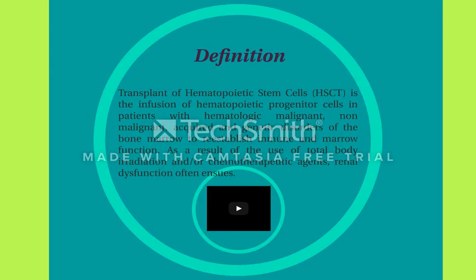Definition: transplantation of hematopoietic stem cells is the infusion of hematopoietic progenitor cells in patients with hematologic malignant, non-malignant, acquired, and genetic disorders of the bone marrow to reestablish immune and marrow function, as a result of the use of total body irradiation and/or chemotherapeutic agents. Renal dysfunction often ensues.